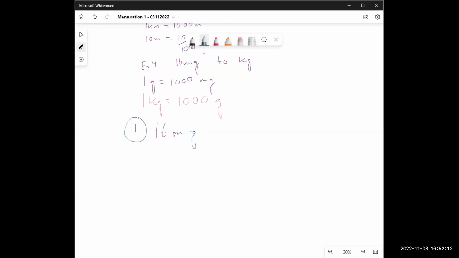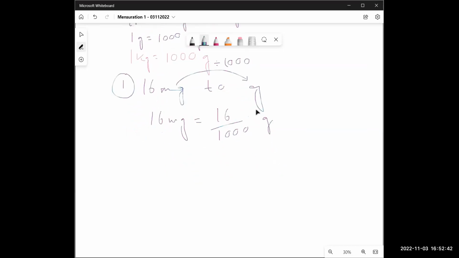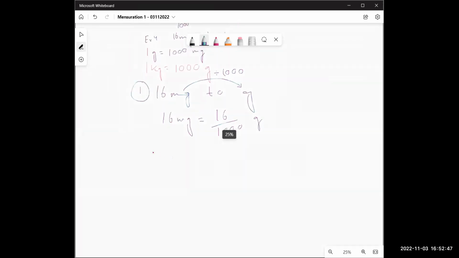Now there's a two-step process in these cases. First we'll go from milligram to gram. Am I going from small to big or big to small? Small to big. Should I divide or multiply? Divide. Divide by what? 1,000. And the answer will be 16 mg is 16 over 1,000 grams. Now I'll just leave it as a fraction. I don't have to put the decimal here.